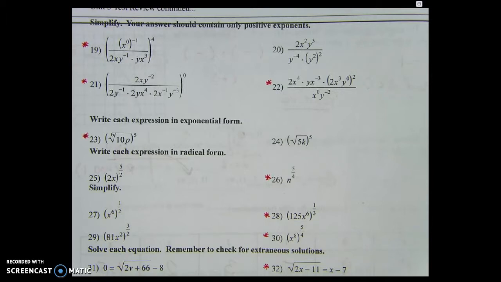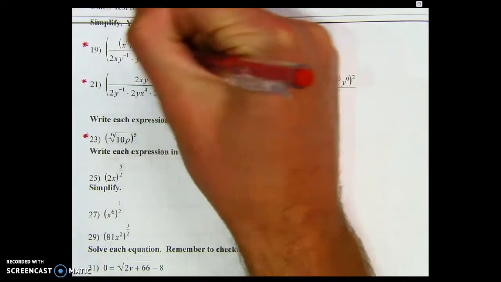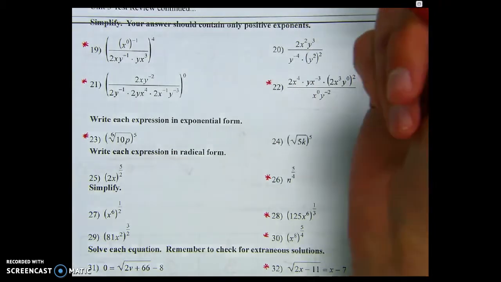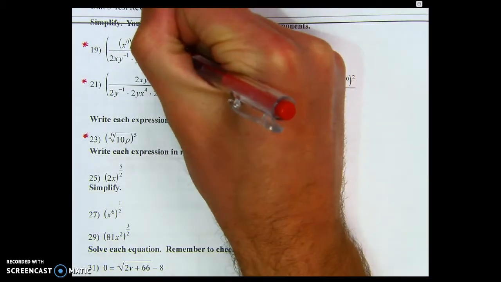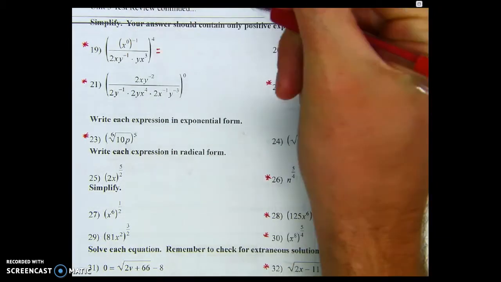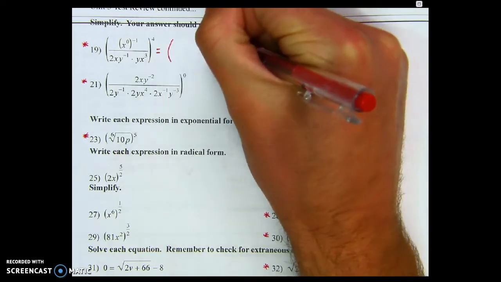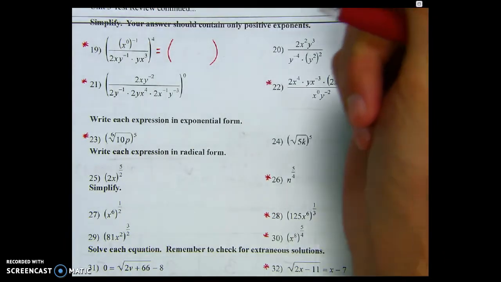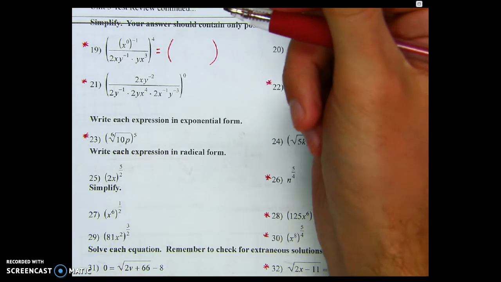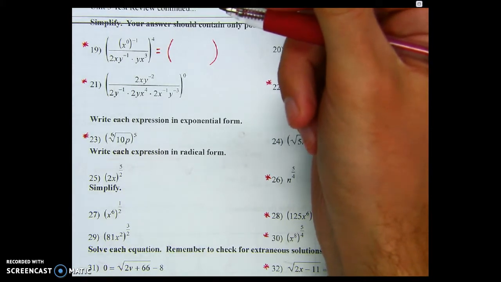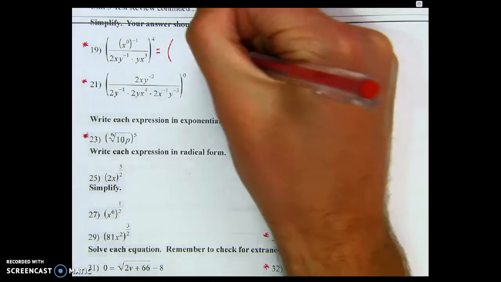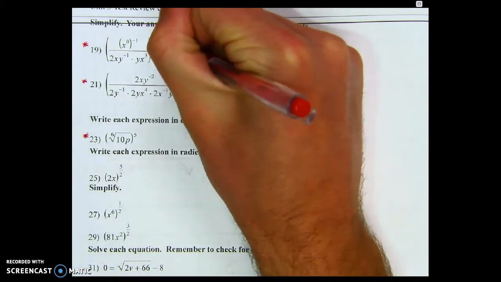Okay, so number 19, we have some big expression, and it's all raised to the power of 4. Okay, so I'm going to kind of take it one term at a time. I know, first of all, that x to the 0 to the negative 1, well, that's just x to the 0, which is 1, to the negative 1, which is still 1. So really, in my numerator, I have 1.